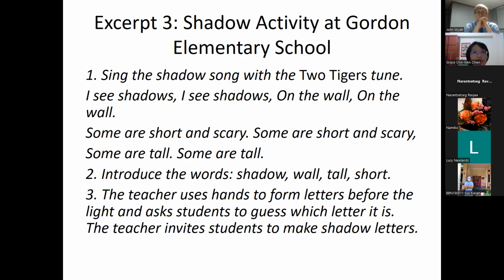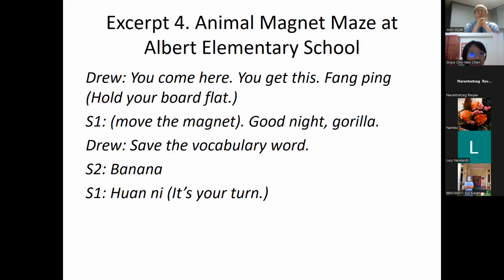The third one is in Golden's Elementary Schools. So this is a teaching procedure. They are going to teach the shadow. Two tigers choose. I see shadow on the wall. So this is the tiger song. So the teacher introduced the words shadows, wall, tall, and short. The teacher used hands to form the letters, and students will be able to see the light, use a flashlight, and students can guess which letter it is.